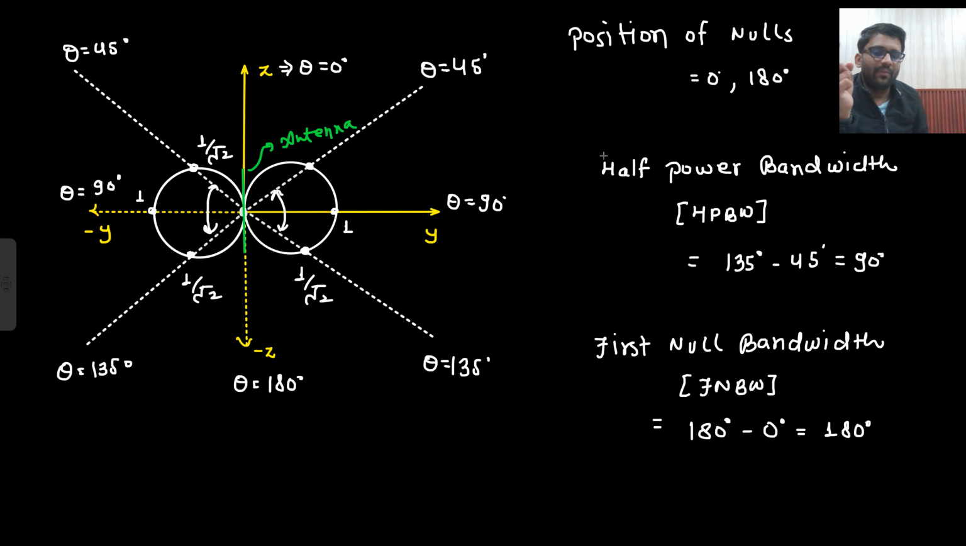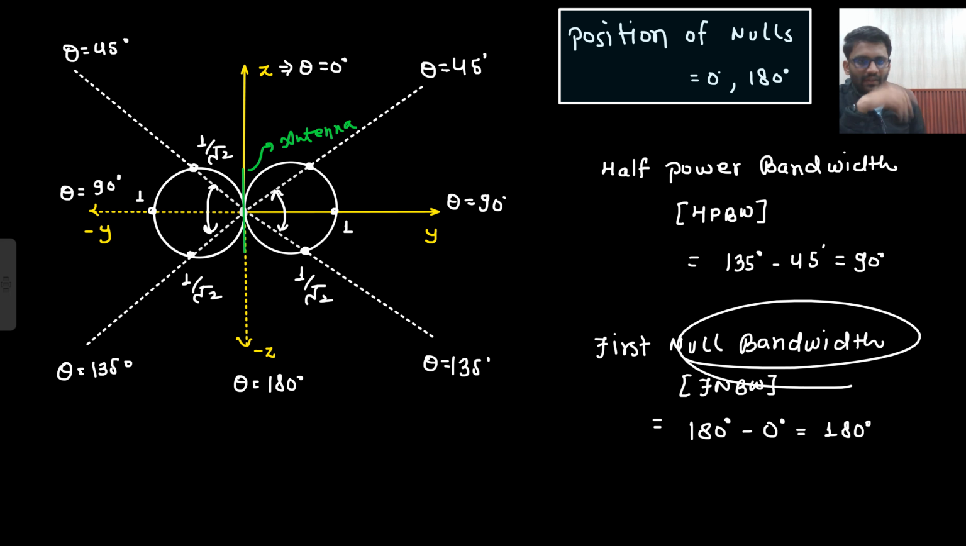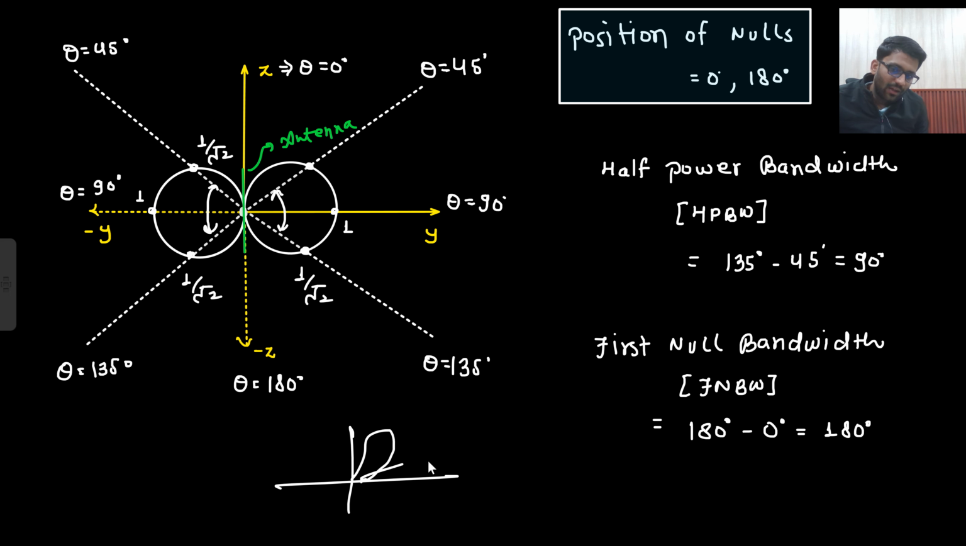And if I need to find the bandwidth, then it would be 180 degree minus 0. So why are you calling it first null bandwidth? Why can you not call it null bandwidth only? When we see the radiation pattern of other antenna, this is only Hertzian dipole antenna we are going to see. So when we see the radiation pattern of other antenna, we will see that there will be a lot of lobes. Here there is only one lobe, no? This is my antenna, and here there is one lobe only.